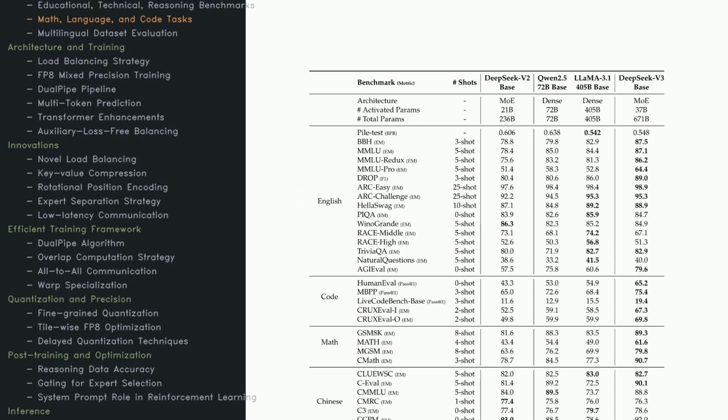Now let's compare DeepSeek V3 with dense models like Qwen 2.5 and LLaMA 3.1. Benchmarks include language tasks such as MMLU and RACE, math tasks like GSM8K and MATH, and coding tasks like HumanEval and MBPP. DeepSeek V3 consistently shows improvements, especially in problem-solving and code generation. Thanks to its mixture of experts approach, it uses parameters more efficiently, so it achieves high accuracy on complex tasks without blowing up the computational budget.